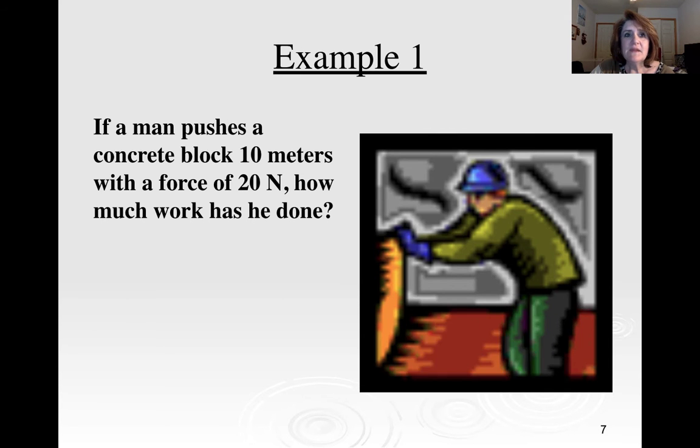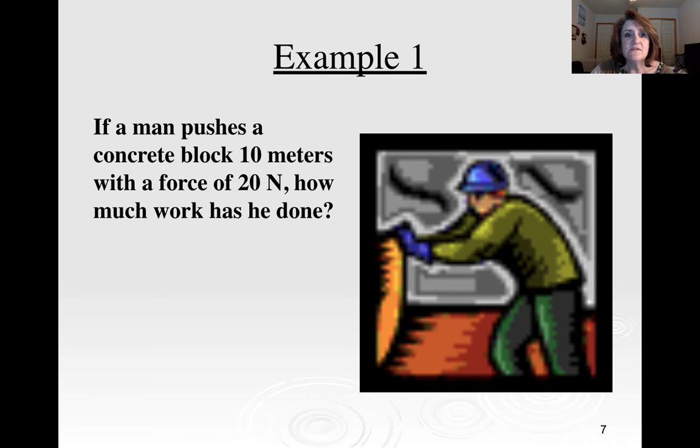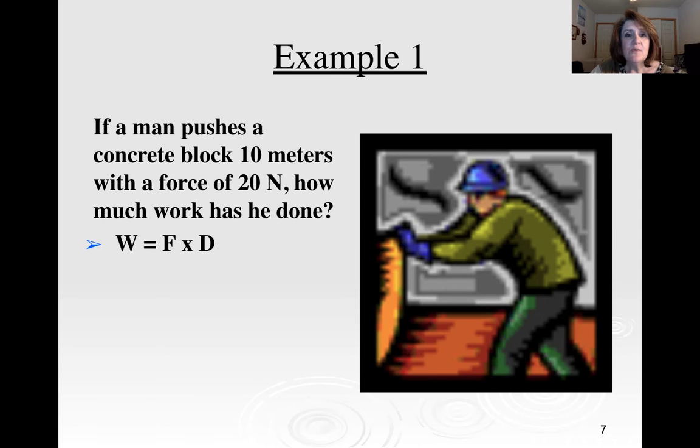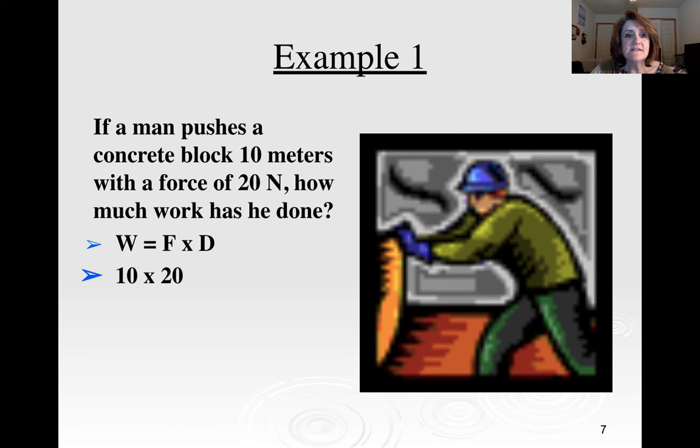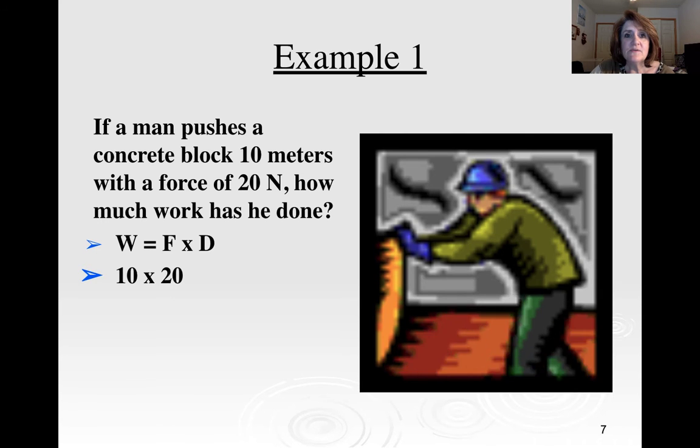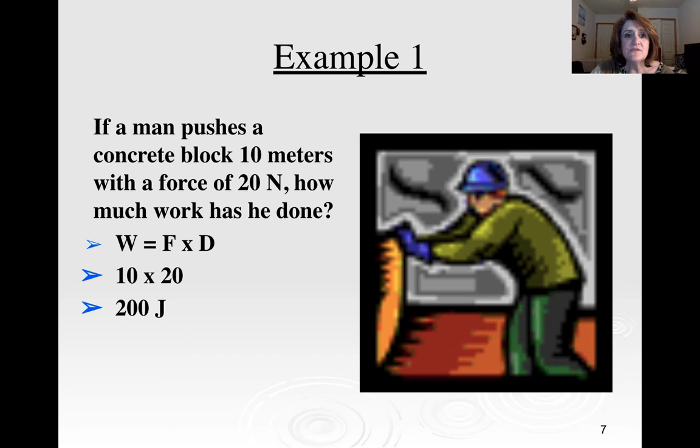Here's an example. If a man pushes a concrete block 10 meters with a force of 20 newtons, how much work has he done? Well, work is equal to force times distance. A force of 20 newtons times a distance of 10 meters would be work of 200 joules.